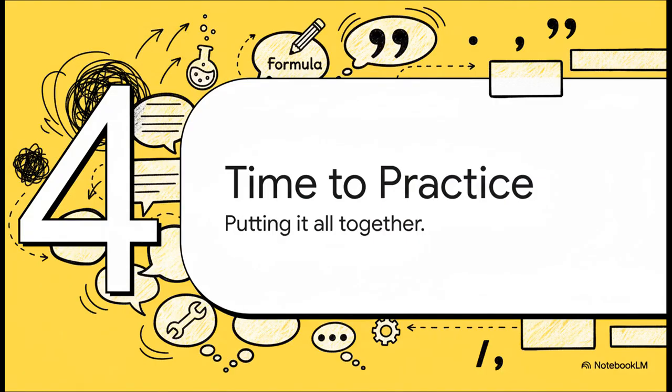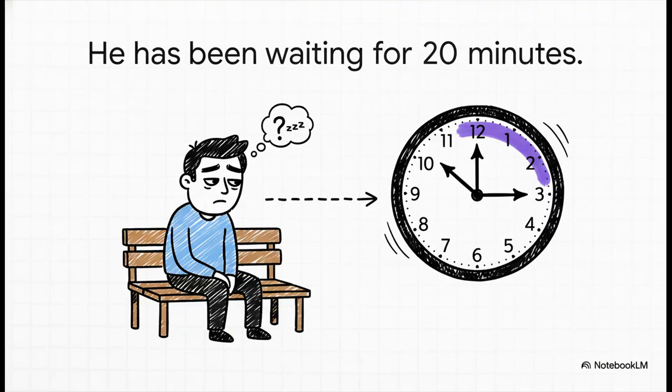Okay, we've got our recipe, we've got our tools, for and since. Now for the fun part. Let's see how this all comes together in some real sentences. So let's take a look. We have, he has been waiting. Okay, but that feels a little incomplete, right? The big question is, for how long? And the answer, for 20 minutes. See how for measures that whole block of time?